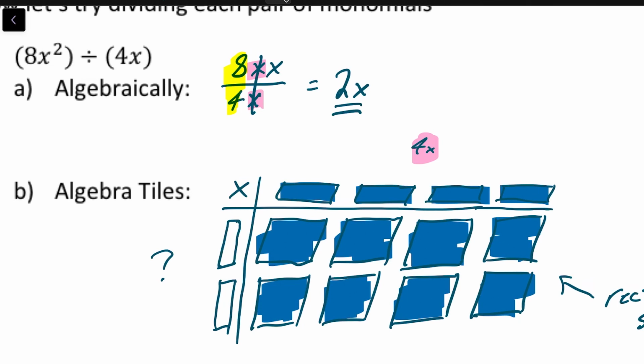Right? That's the only tile that could give them a length of these, for these x squared tiles, these 8x squared tiles. And because the 8x squared tiles is positive and the 4x is positive, I know that my tiles on the side here are positive as well. And I have 2 of these x tiles, which gives me 2x as my answer. Okay, so that's how you divide monomials using algebra tiles.